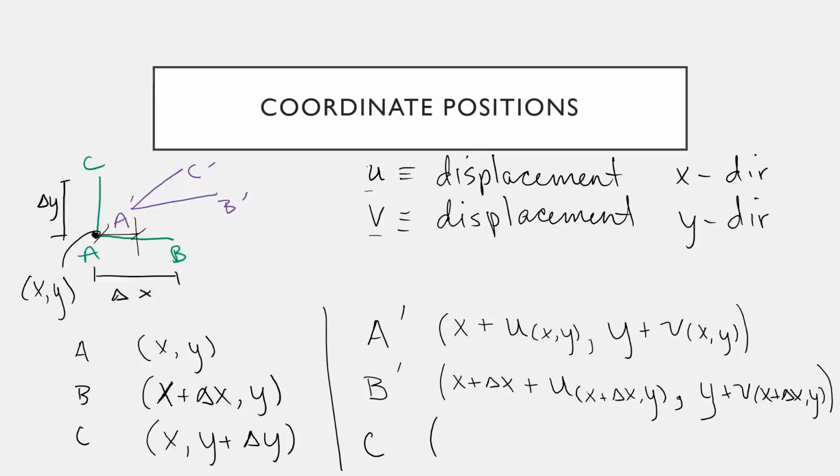What's the x position of C? Plus U at x comma y plus delta y. Exactly, very good. So everybody follow that? C started at x, it moved horizontally by the function U, evaluated at its original position, x comma y plus delta y. Good, and then we have y plus delta y is the y coordinate of C plus the displacement V at x comma y plus delta y. Oh, V, thank you. Thank you.